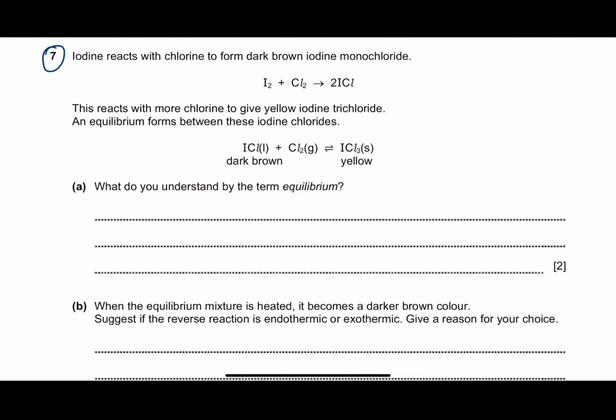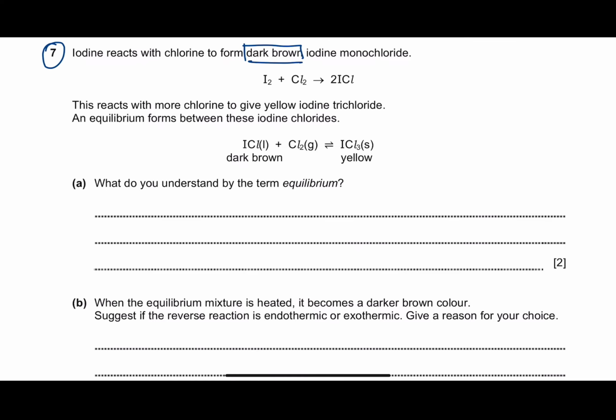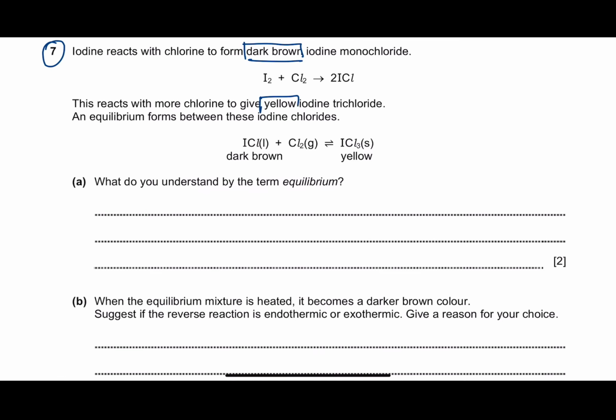Question 7. Iodine reacts with chlorine to form dark brown iodine monochloride. And this reacts with more chlorine to give yellow iodine trichloride. An equilibrium forms between these iodine chlorides. So we have dark brown on our reactant and yellow on our product. Question A. What do you understand by the term equilibrium?